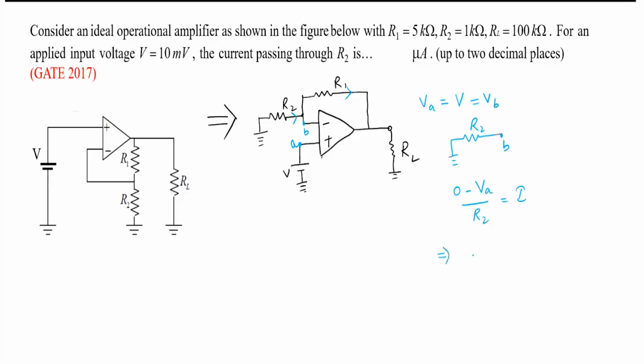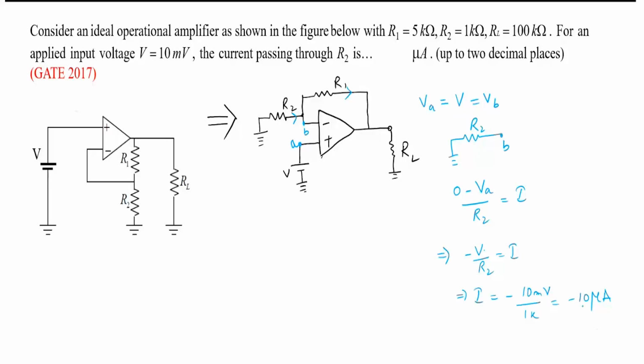And this is nothing but minus V divided by R2 is equal to I. And you can find out I is equal to minus, what is the voltage here? 10 millivolt divided by, what is the R2 here? 1K. So it is minus 10 microampere. Done.